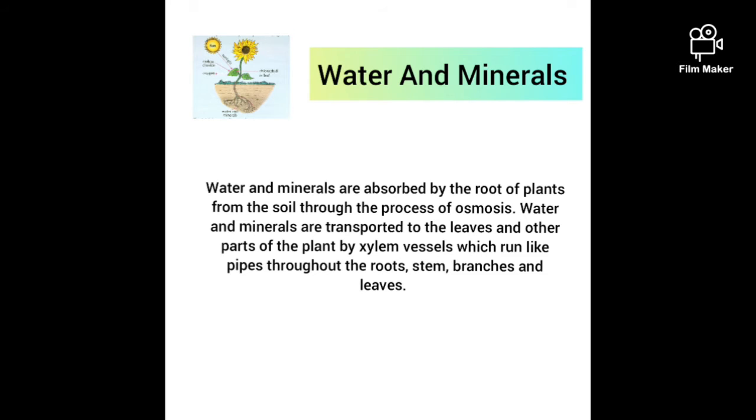Water and minerals. Water and minerals are absorbed by the roots of the plants from the soil through the process of osmosis. Water and minerals are transported to the leaves and other parts of the plant by xylem vessels, which run like pipes throughout the root, stem, branches, and leaves. They form a continuous path or passage for the water and minerals to reach the leaves.